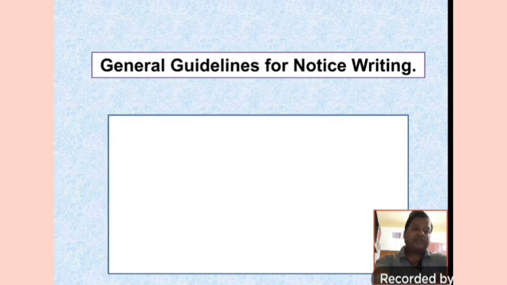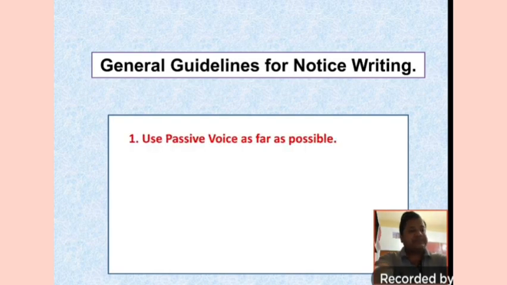Now, while writing a notice, these things we need to keep in mind. The first point is, as far as possible, make use of passive voice in a notice. Now, you know what is passive voice. In passive voice, the construction of a sentence is helping verb plus verb's third form. That is how passive voice is formed. This construction should be used as far as possible in notice writing.